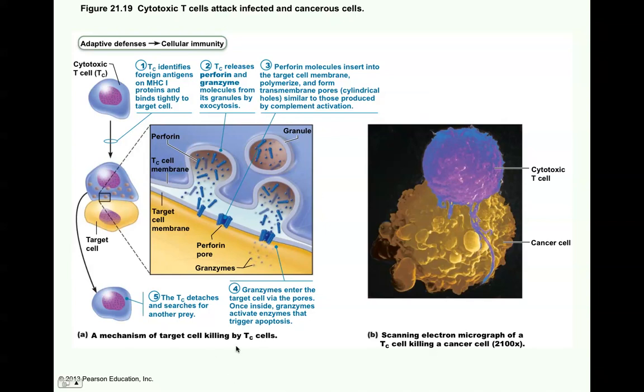The granzymes enter the target cell via the pores. Here's the target cell. And it actually triggers that cell to self-destruct, apoptosis. And this is a scanning electron micrograph of a cytotoxic T cell actually killing a cancer cell. So they have photographic evidence that this is actually happening, that if there's a few cancer cells floating around in the body and your immune system is working correctly, at least your cytotoxic T cells, and they can identify the cancer cell before it reproduces, it can prevent the development of a fatal cancer.